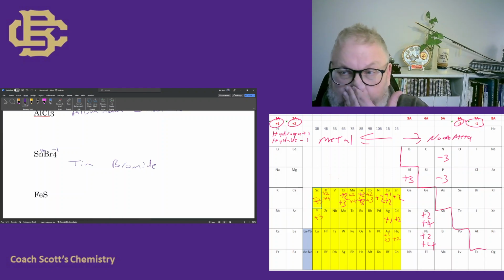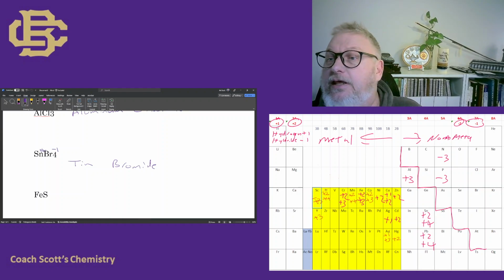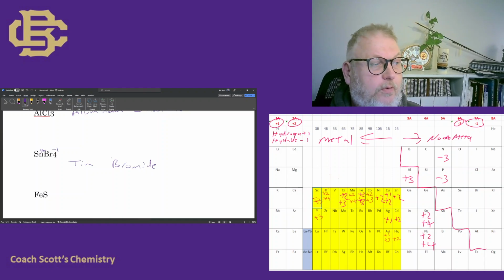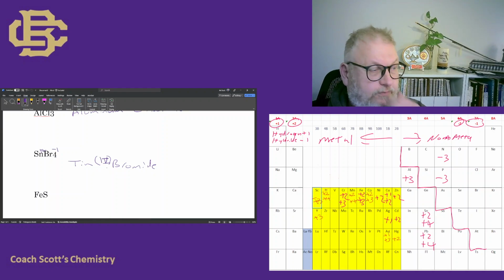Since tin, if I look at my little note-taking sheet, can be +2 or +4, that means I've got to put some Roman numerals here to let us know what ion this tin is. So this would be tin(IV) bromide. Tin(IV) bromide.